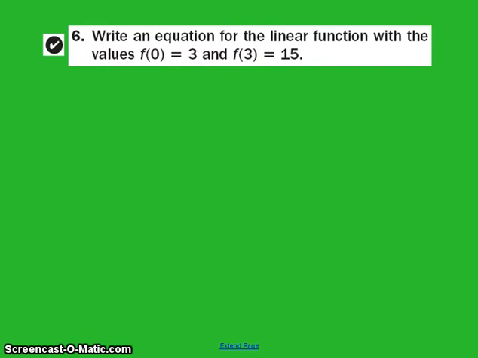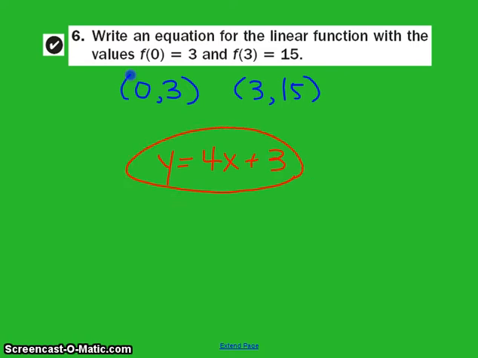Same thing here. So if they give you the function of 0 equals 3, they mean the ordered pair 0, 3. The function of 3 equals 15, they give you the ordered pair there. You can work this problem out on your note-taking guide, but if you don't, the slope here would be 4, x plus 3. So if you work out that problem, that is what you should get for your equation.